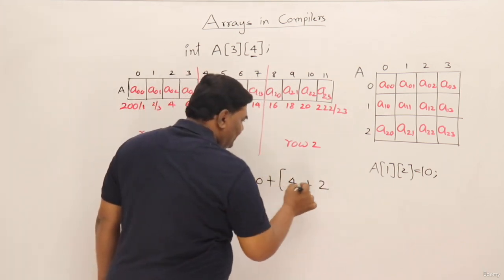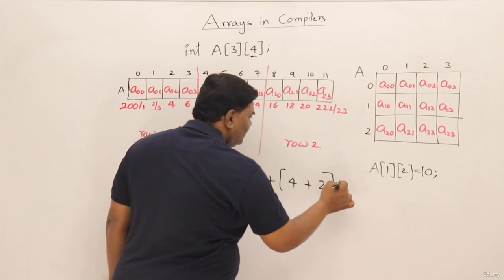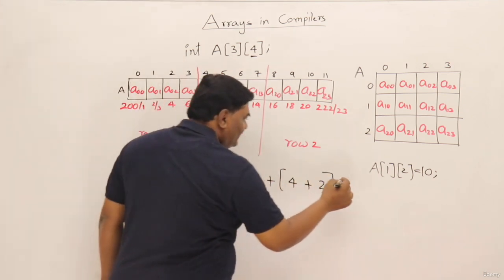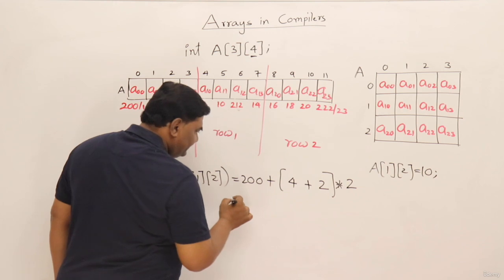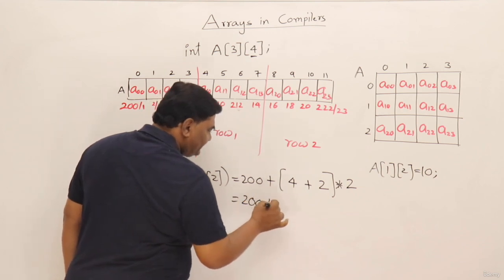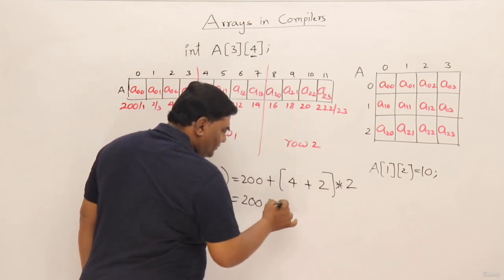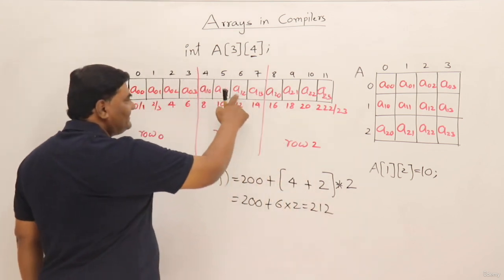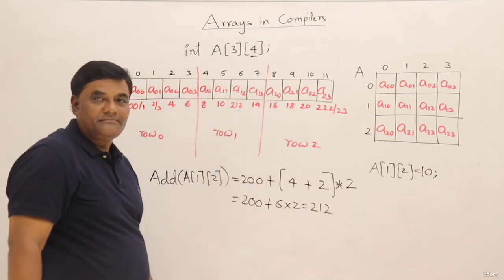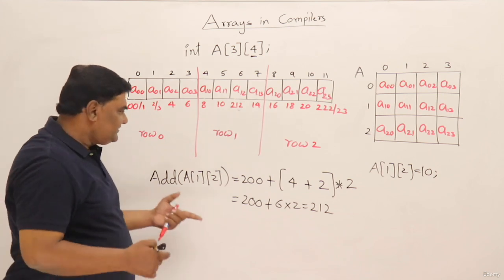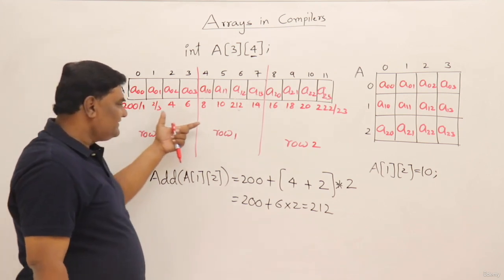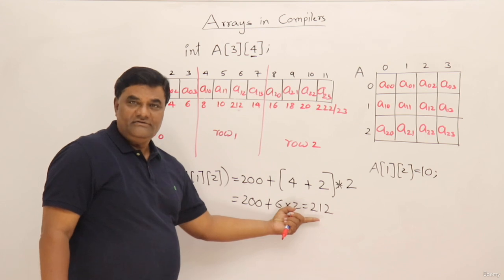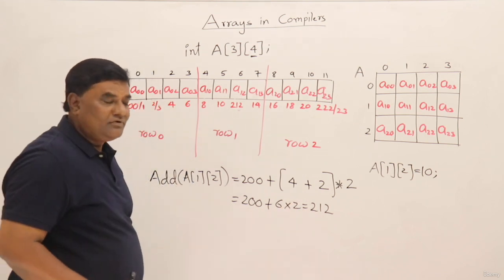Then this should be multiplied by 2, because there are 2 bytes for each element as it's an integer. So this is 200 plus 6 into 2, that is 212. Yes, I got the address. I have just worked out the address by taking the base address and the index, and I got 212. Now let us try for one more element.